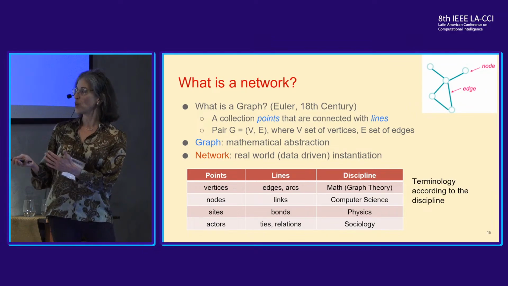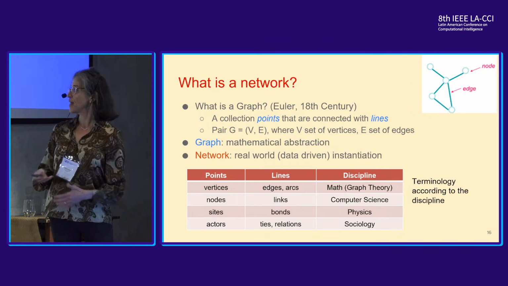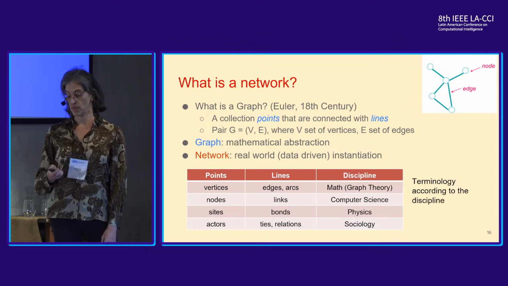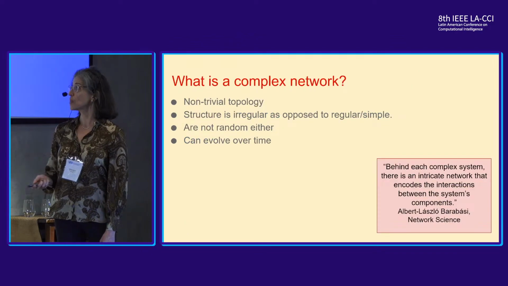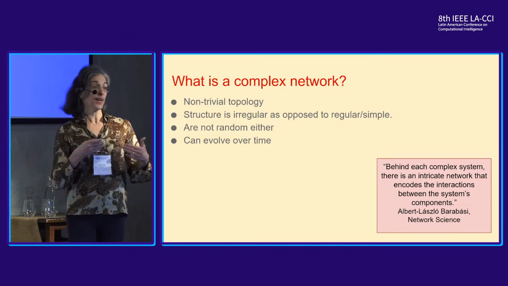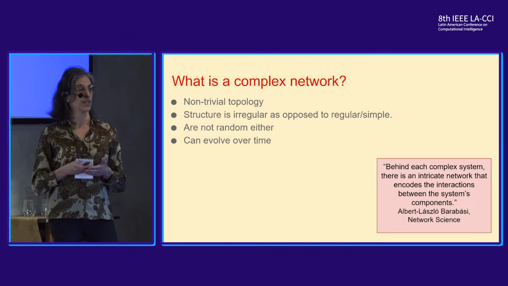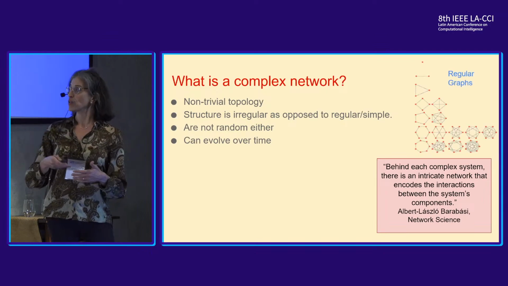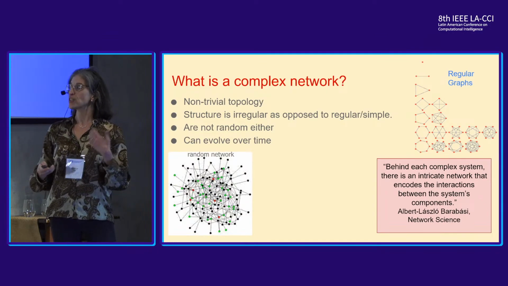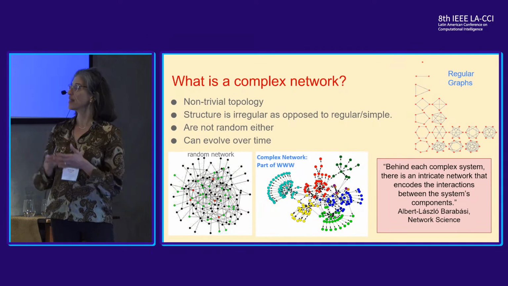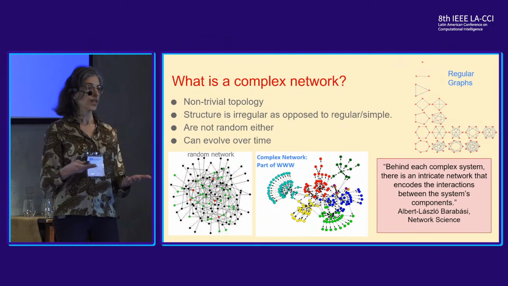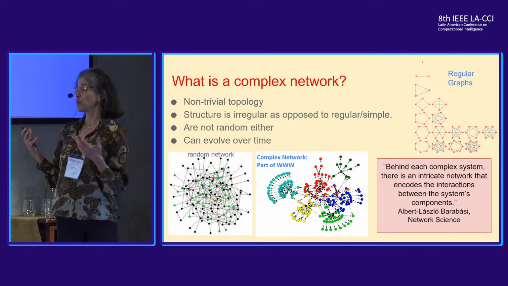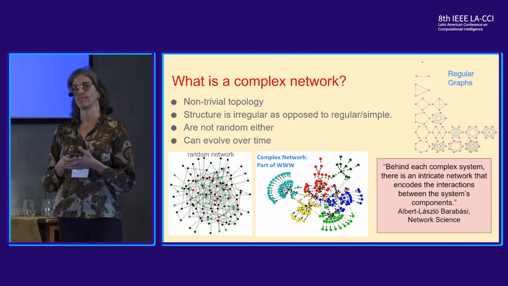In computing, we call them nodes. In mathematics, we call them vertices. But it's a model that can be applied to study several complex systems. A complex network is a graph that doesn't have a trivial topology. It's not regular like lattices, and it's not completely random, but it has some structure, like the internet in this example. Complex networks can evolve over time, and they have been serving as a model to explain several complex systems.